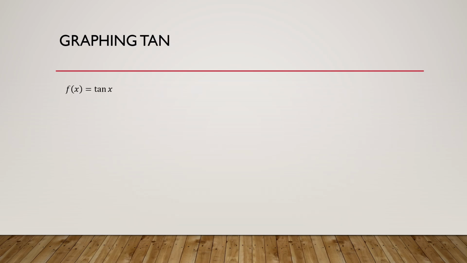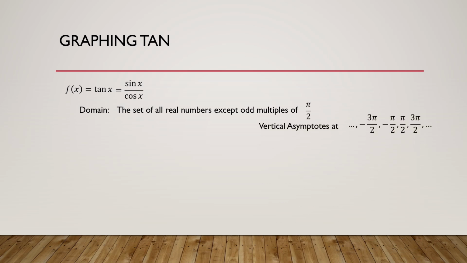Next, f of x equals tangent x. By definition, tangent x is equal to sine x over cosine x. As such, the domain of tangent x will exclude all x's where cosine x equals 0, or all odd multiples of pi over 2. These values will be vertical asymptotes. The range of tangent x is negative infinity to positive infinity. The x-intercepts occur at the same place where sine x equals 0, or multiples of pi. And again, like sine, the y-intercept is 0.